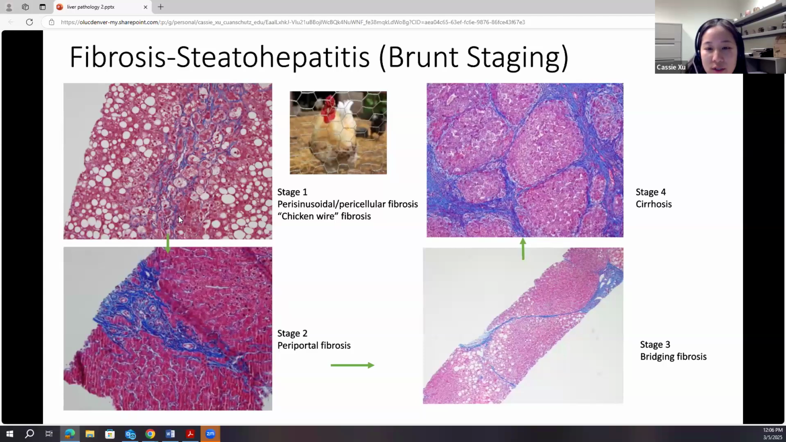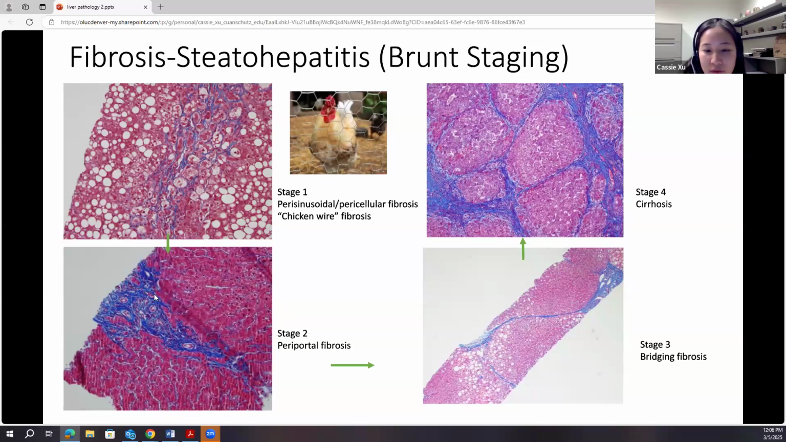For steatohepatitis, many of us use the Brunt staging system. The fibrosis starts in the central lobular zones, so zone 3. It's characterized by perisinusoidal fibrosis, where the fibrils run along the sinusoids, or pericellular, where the fibrils wrap around the cells. This is stage 1. We call this chicken wire fibrosis. This is what chicken wire looks like, and if you correlate this picture with that one, it looks pretty similar. So this is our stage 1 fibrosis in steatohepatitis.